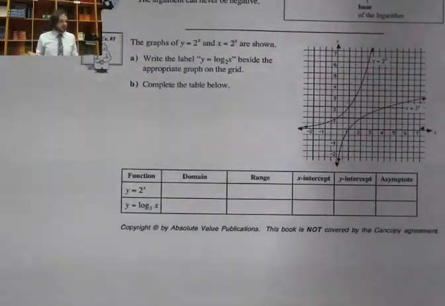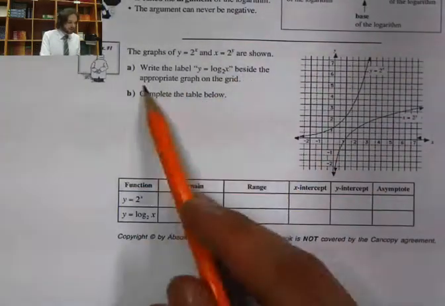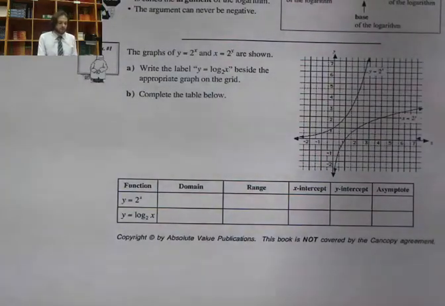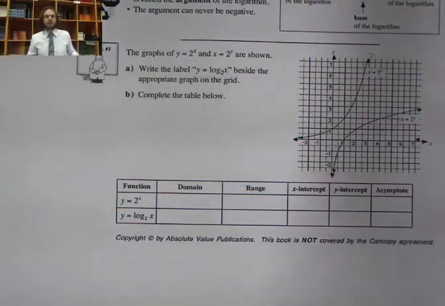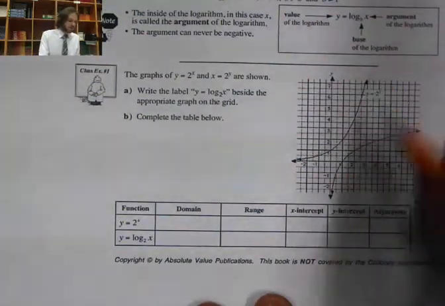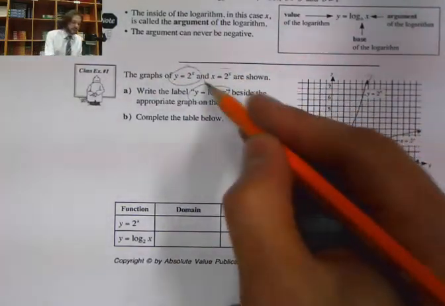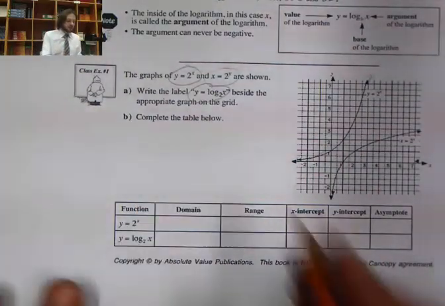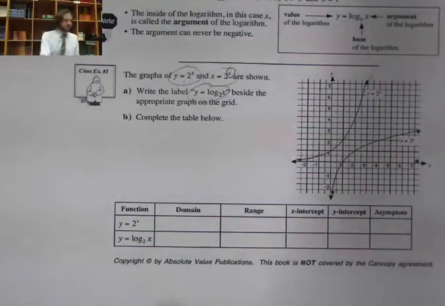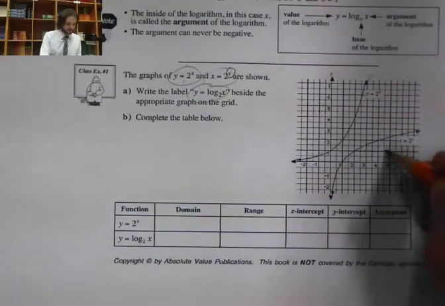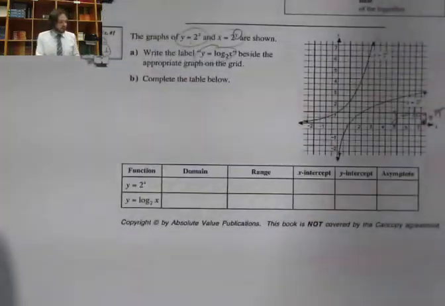Now, let's take a look at this. Which of these label y is equal to log base 2 of x beside the appropriate graph? This is my original. We know this is the inverse of this. It is the same as that. It is the inverse, because the reason why we got logs is because we couldn't isolate that y. So this is going to be the inverse of that.